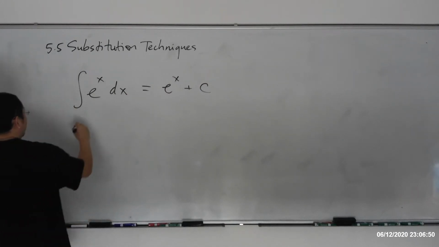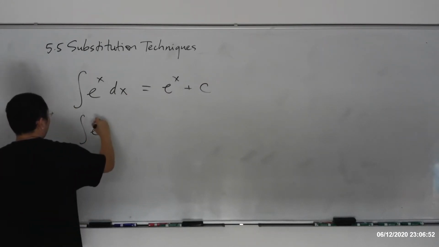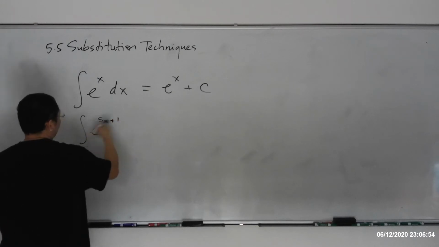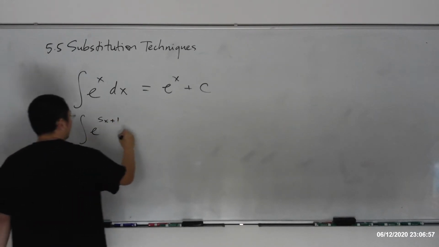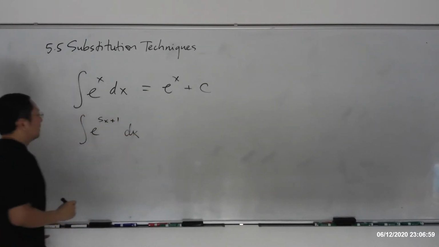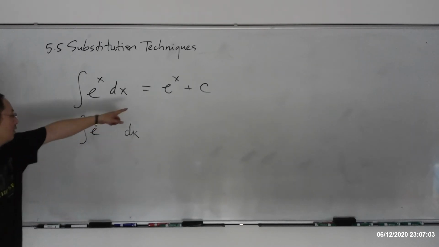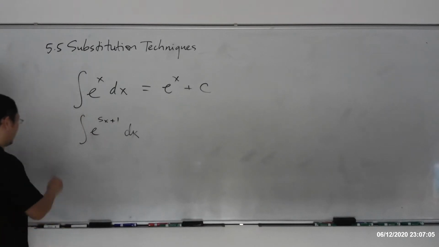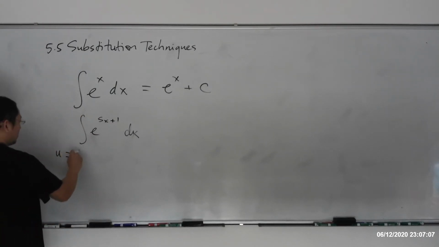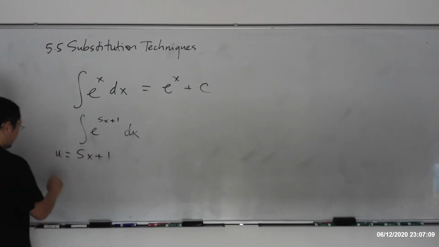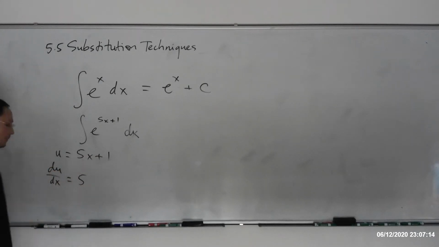What if I have this integral of e to the 5x plus 1 dx? See, my exponent is not simple anymore. This one is not a single x, so you don't have the simple answer right here anymore. We're going to do a u sub. Let u equal 5x plus 1, and then du over dx is equal to 5.